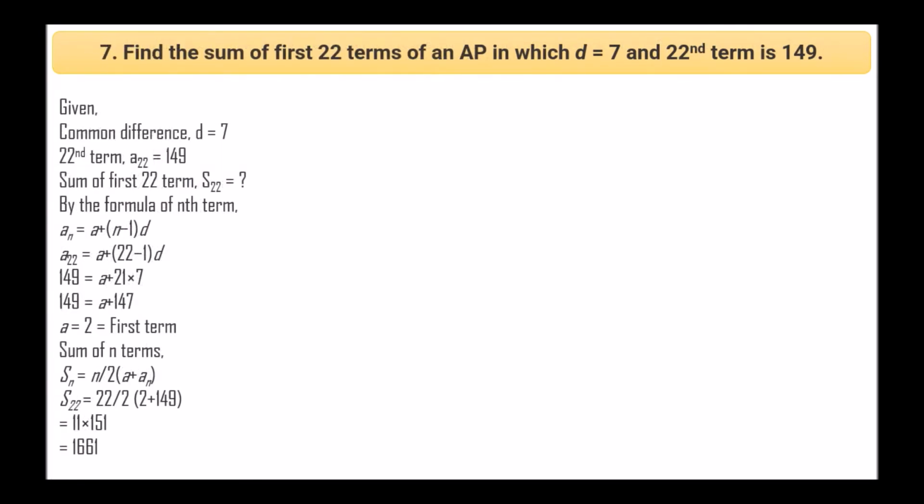Next, find the sum of the first 22 terms of an AP in which D equals 7 and the 22nd term is 149. So common difference D is 7, the 22nd term, that is A22, is 149. The sum of the first 22 terms, that is S22, we have to find. So we will put in the formula of An first. We will get A equals 2 as the first term. Then we will put in the formula of the sum of n terms. So we will get S22 equals 1661.